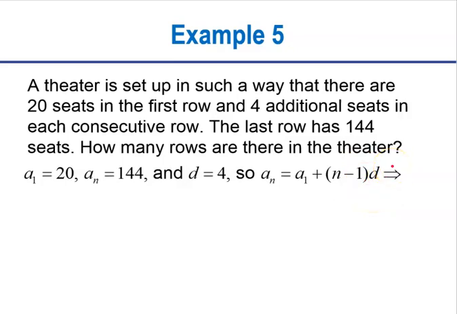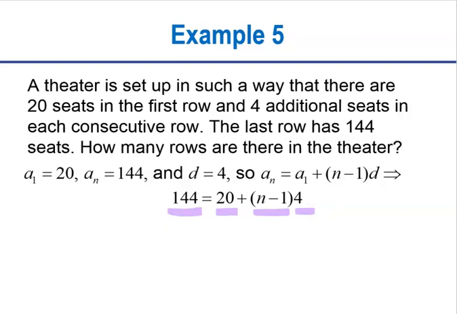So let's substitute into this formula. Here we go. So A sub n, that's our last row, 144, is equal to 20. 144 is our last row. 20 is our A sub 1, our first row. N minus 1, that's what we multiply times the 4 to get to the correct row. And remember, 4 is our difference right here.